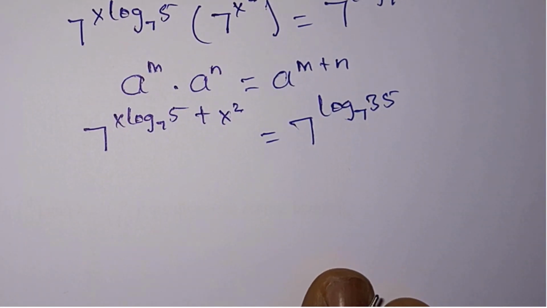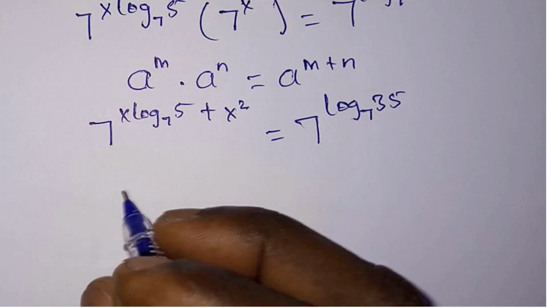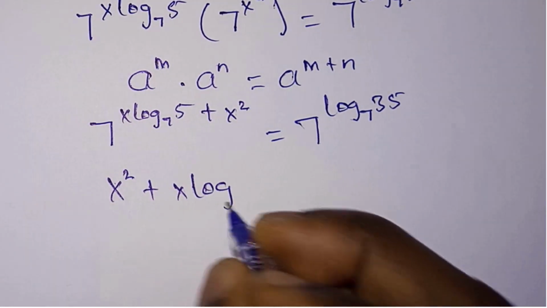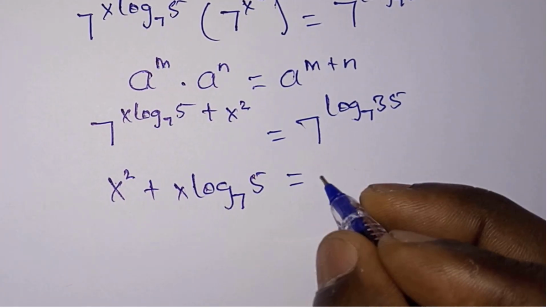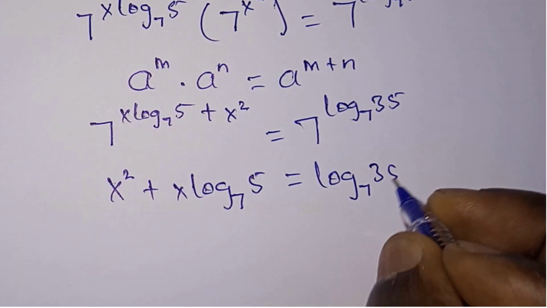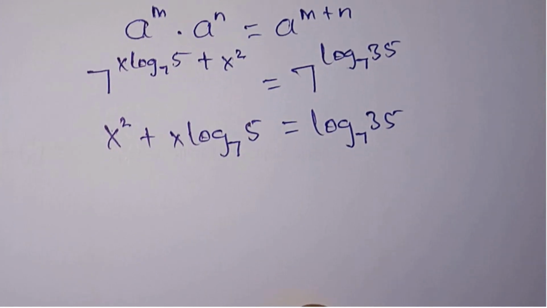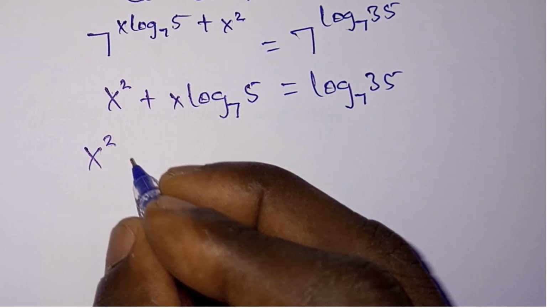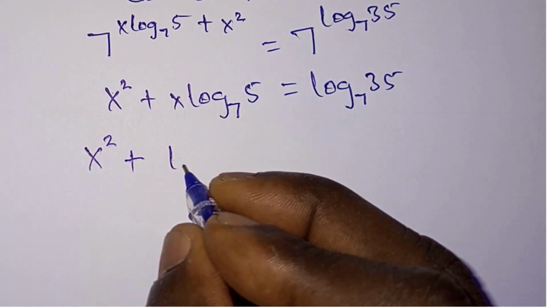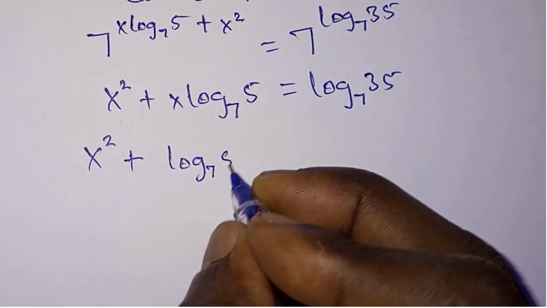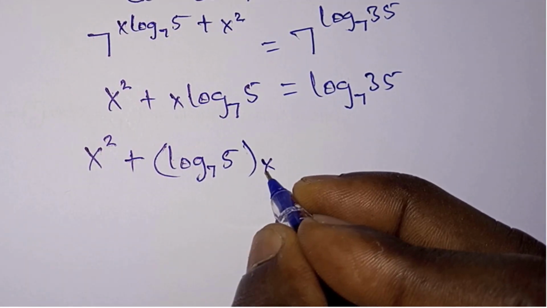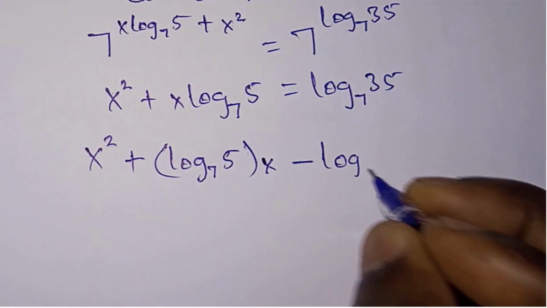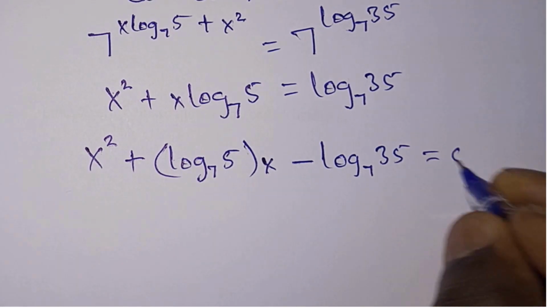The bases are the same, so we can equate their exponents. Therefore, we have x squared plus x log in base 7 of 5 is equal to log in base 7 of 35. Right? We have a quadratic equation here, so let's equate everything to 0. So we have x squared plus log in base 7 of 5 all times x, so that it will look just like the quadratic equation formula, then minus log in base 7 of 35 is equal to 0.